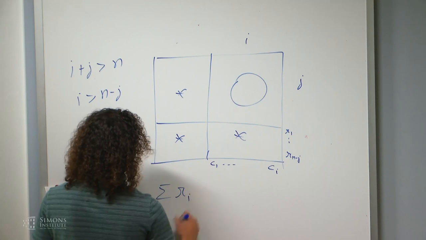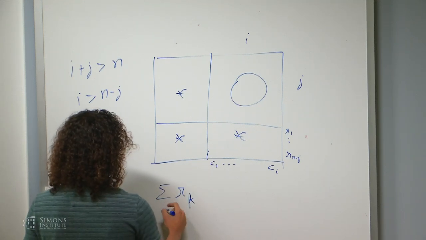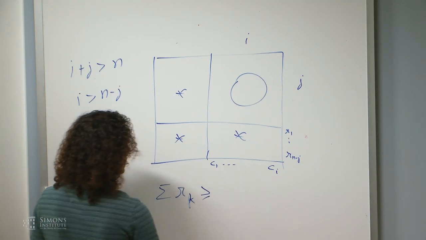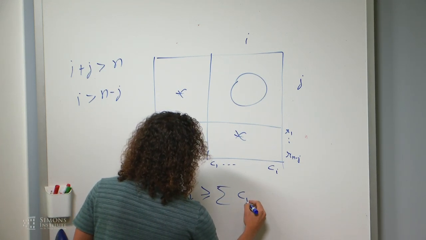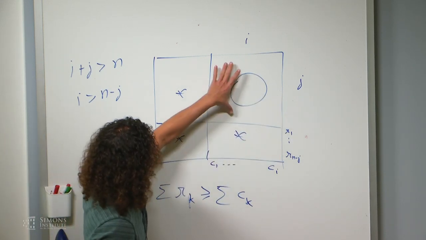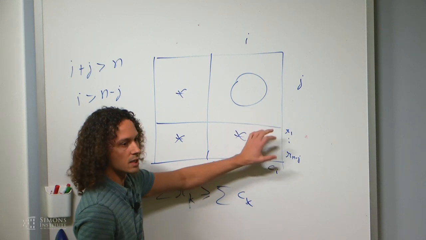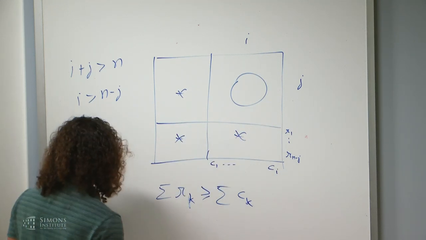Well, because these are non-negative, we know that the sum of the R_k's is greater than or equal to the sum of the columns C_k. Because in the sum of these columns you have zero outside of these entries, and in the sum of the rows you have these entries plus something that's maybe non-negative.